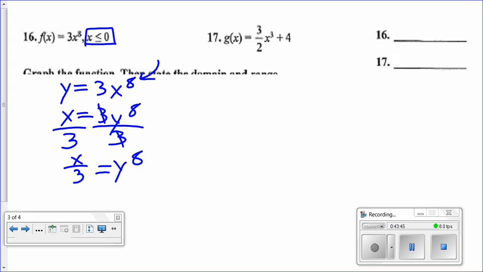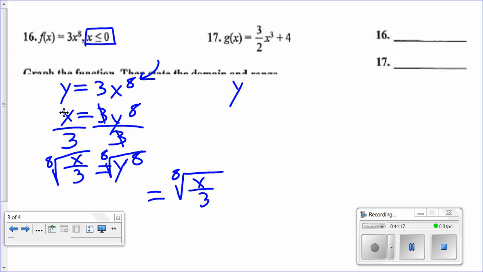Okay, we know if we want to get y without this exponent, we can just take the 8th root of y to the 8th. So we take the 8th root, but we do it of both sides because we have to. So what we wind up with is the 8th root of x over 3 is the inverse function. Okay?